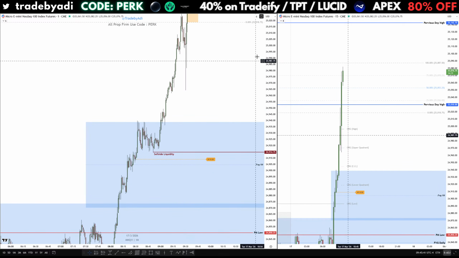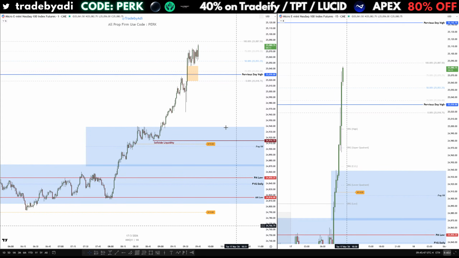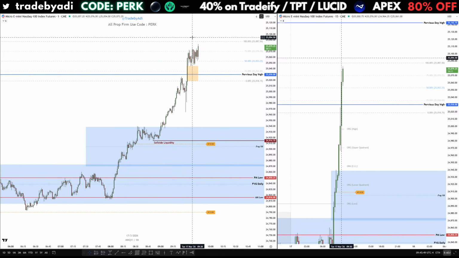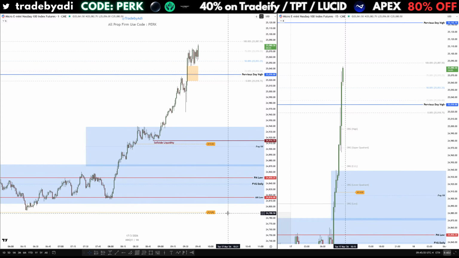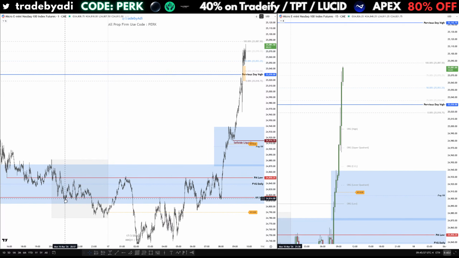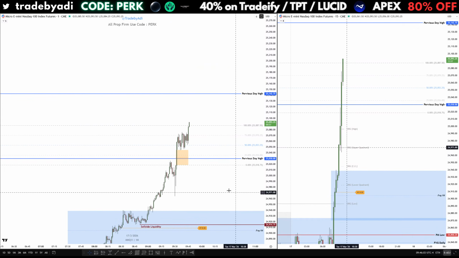Bro, again, it is also a big number because it can move to the downside. Okay, it can move to the downside with this big range, but we do have equal lows over here also. And it is yesterday's AM session low and the PM session low is over here. And we have completely rebalanced the daily FVG.